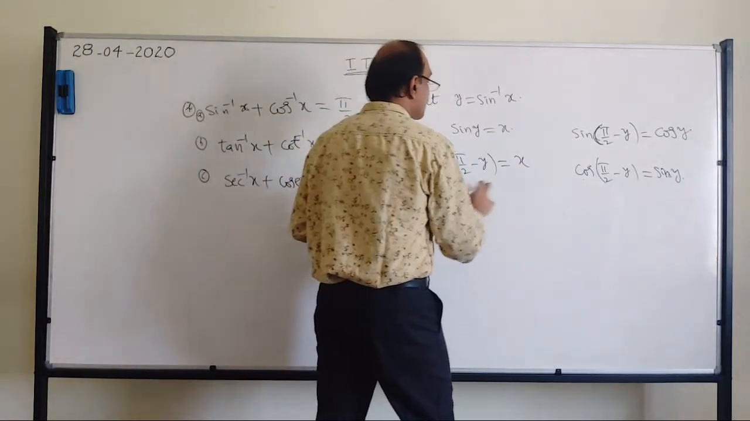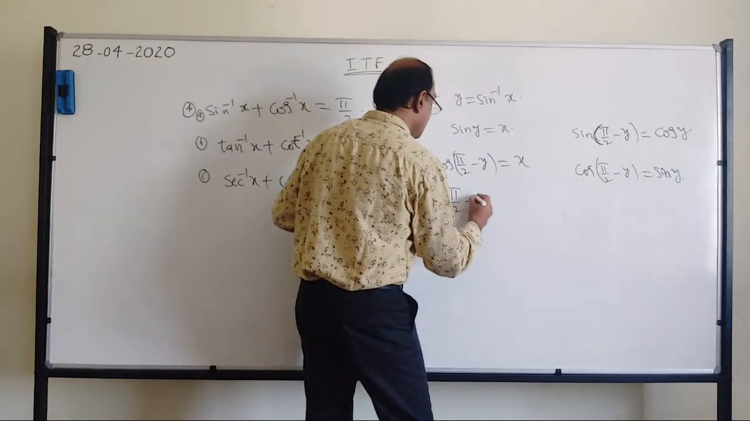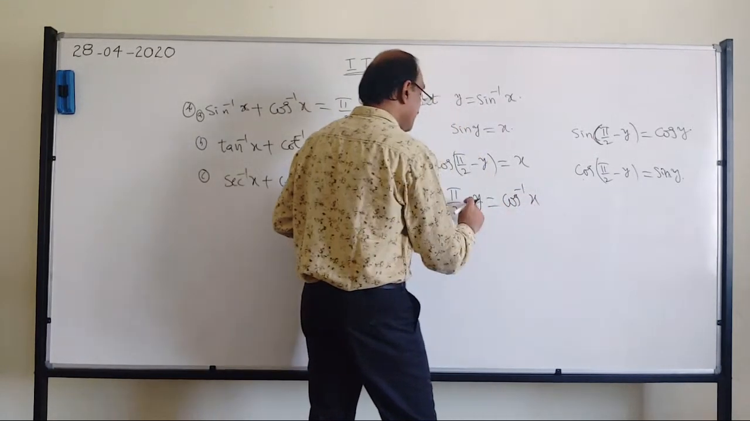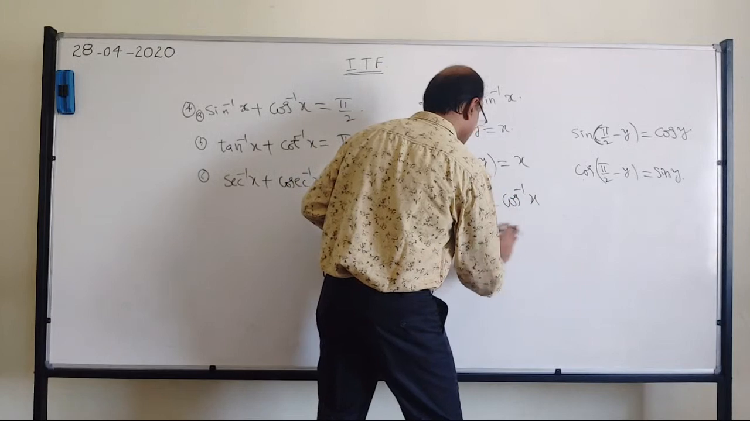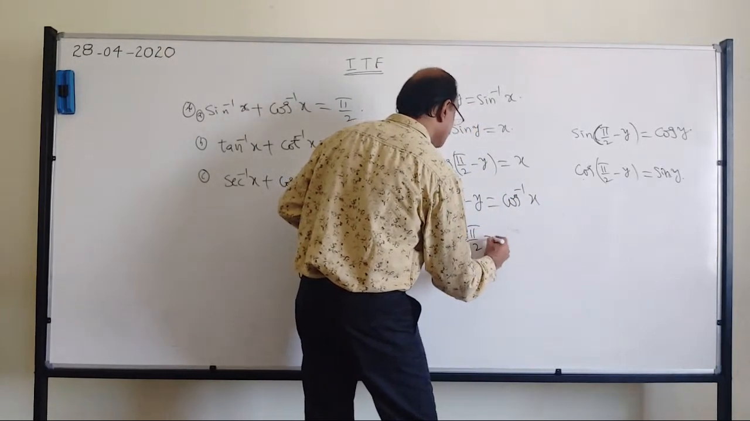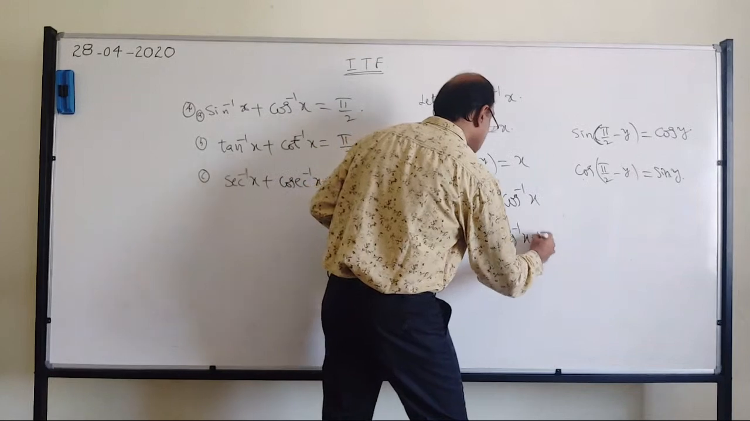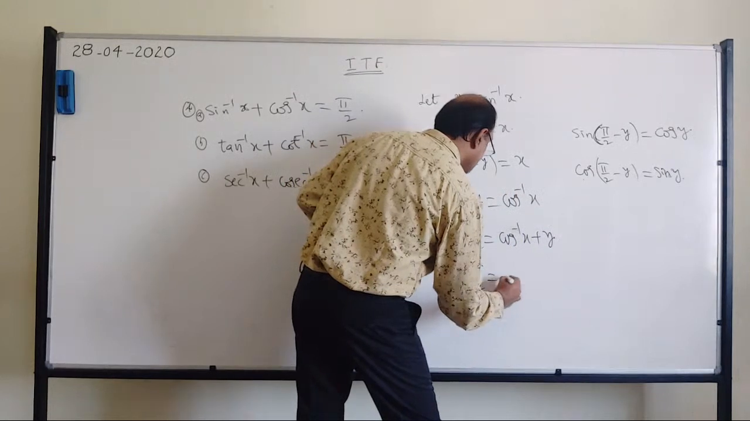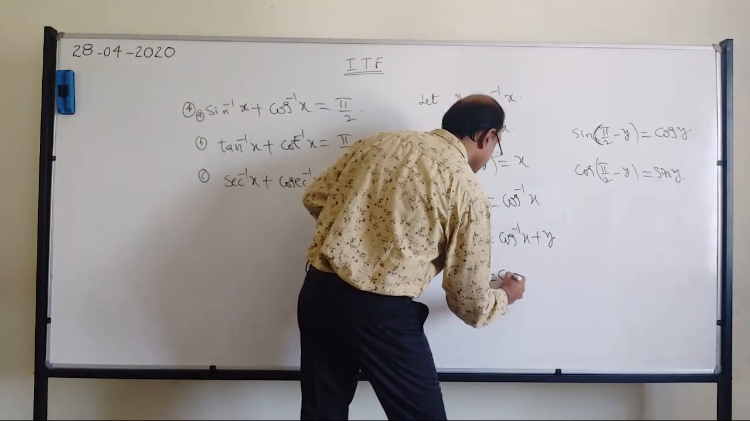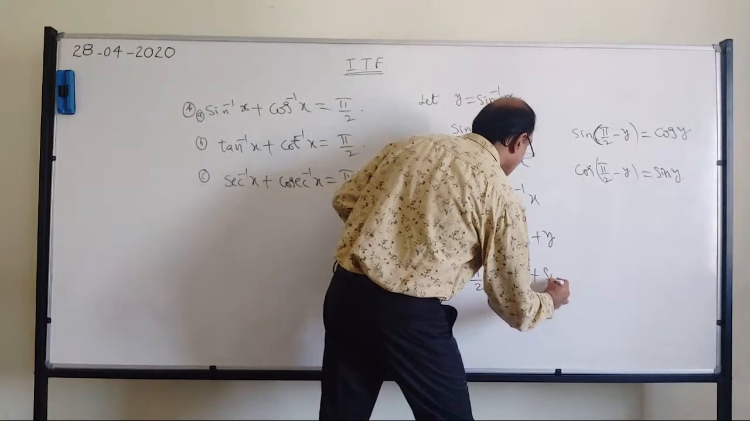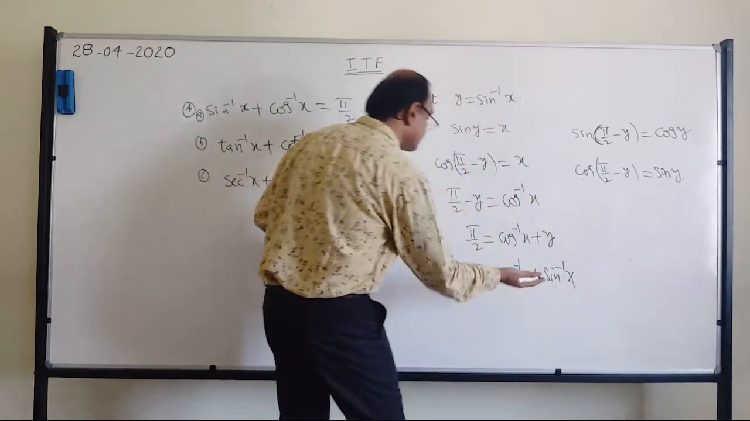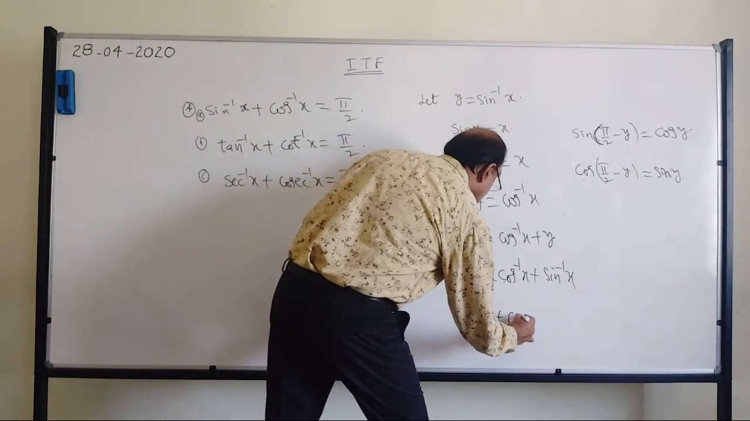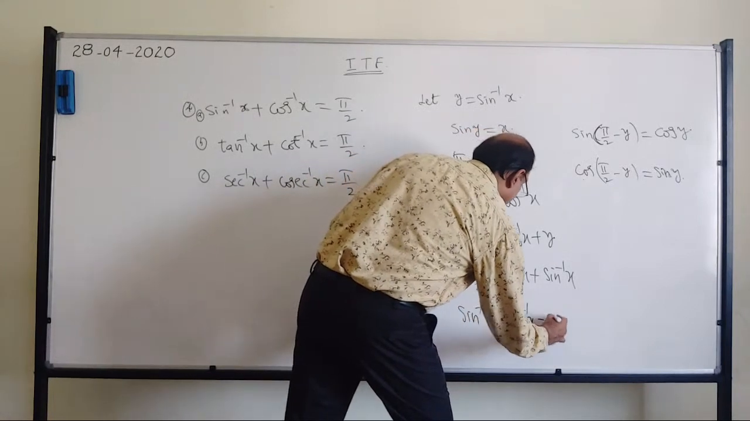Now, send cos to this side. That is pi by 2 minus y is equal to cos inverse x. Now, minus y goes to that side as plus y. So this side you are left with pi by 2, that is cos inverse x plus y. What is y? Y started with sin inverse x. So pi by 2 is equal to cos inverse x plus sin inverse x. Putting it in order, sin inverse of x plus cos inverse of x is equal to pi by 2.